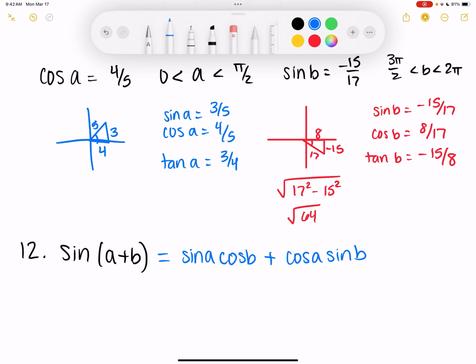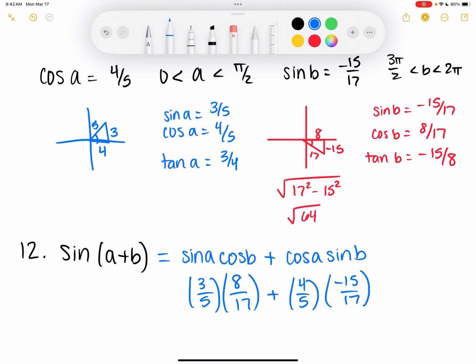Okay, so the sine of A is 3 over 5. Cosine of B is 8 over 17. Plus the cosine of A is 4 over 5. Sine of B is negative 15 over 17. Or not 15, no. I was looking at the 5 and got really confused there for a second.